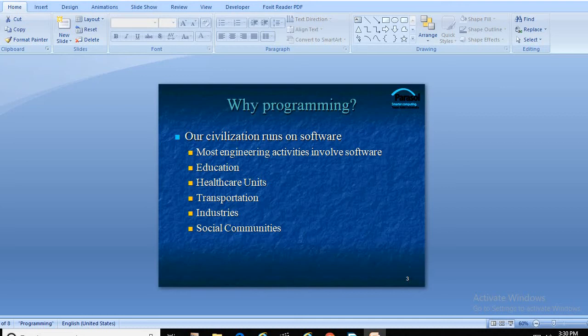On the other hand, we have the healthcare units. These healthcare units have a number of appliances and equipment in which software or the use of computers is available. For example, X-ray machines, MRI machines, ultrasounds, as well as ventilators. These ventilators are in fact programmed by the engineers in close consultation with the experts in the medical field, doctors.